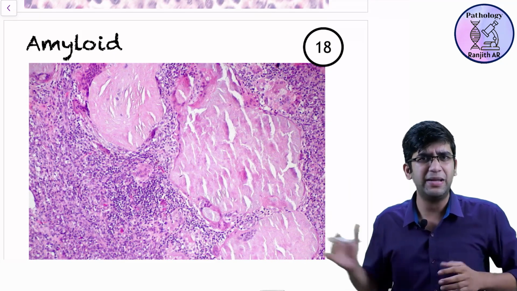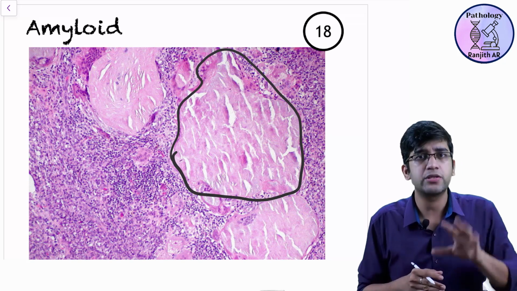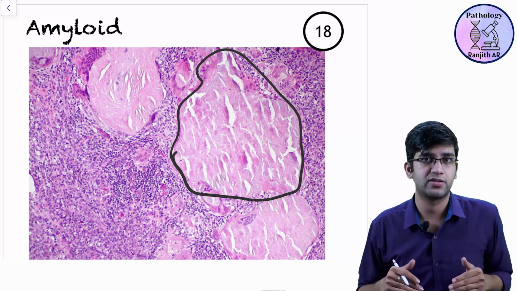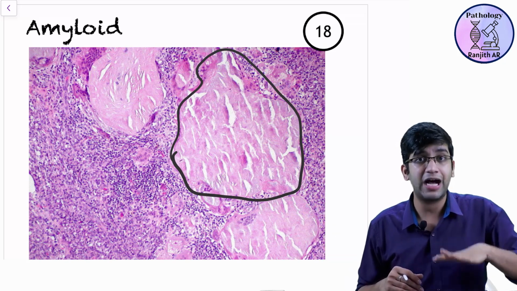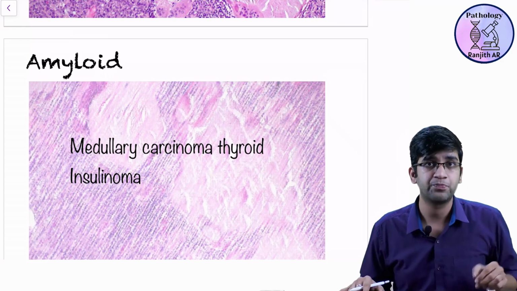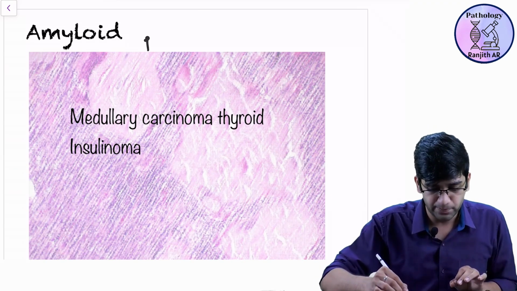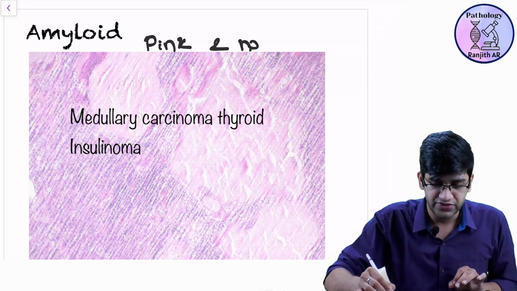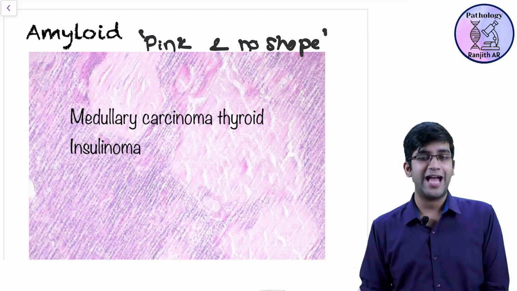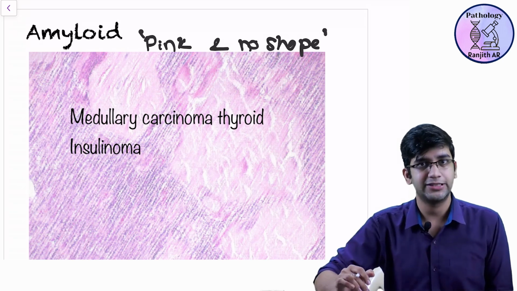Amyloid. Pink. Amyloid is this. This part is amyloid. How do you identify amyloid? It is pink, acellular, extracellular, no particular shape, amorphous. That is how amyloid looks. When you have amyloid in microscopy, and if the options are cancers or tumors, you're going to think of two tumors, insulinoma and medullary carcinoma of thyroid, right? These are two tumors where you'll see amyloid. Okay, clear? We'll go to the next one.